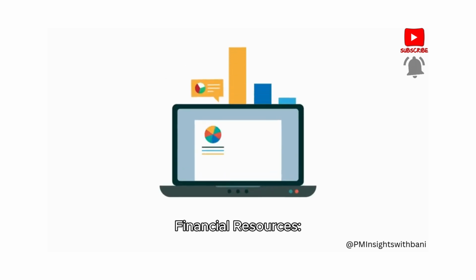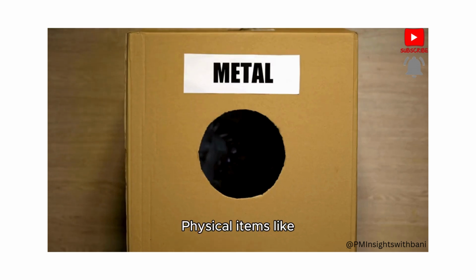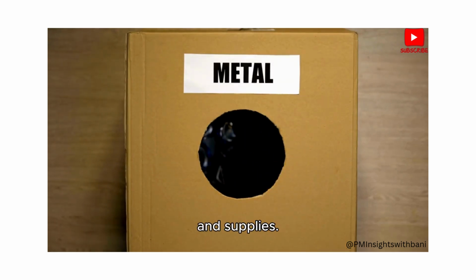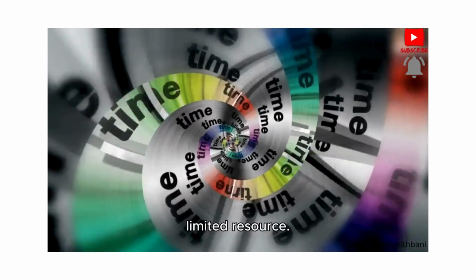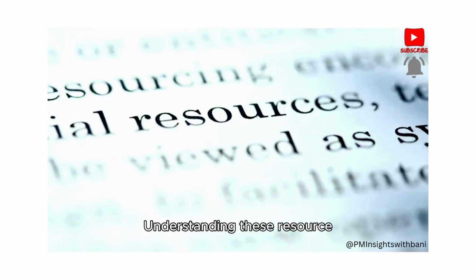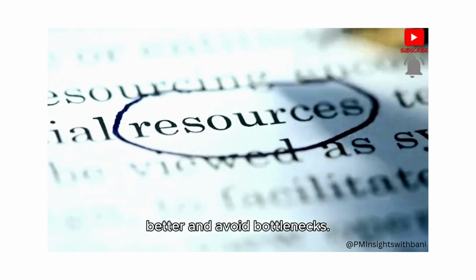Financial resources, budgets for salaries, materials, tools, and overheads. Material resources, physical items like equipment, technology, and supplies. Time, perhaps the most limited resource. Effective scheduling is critical to success. Understanding these resource categories helps you plan better and avoid bottlenecks.